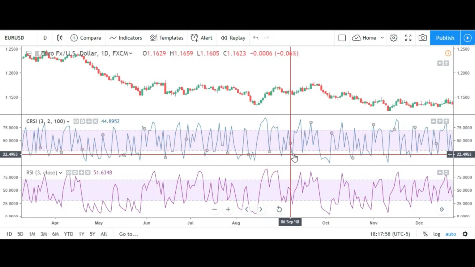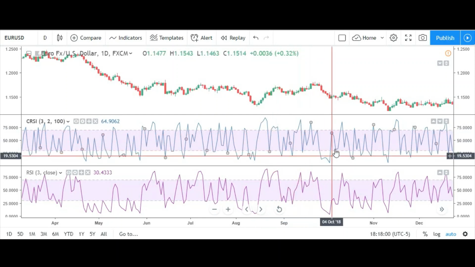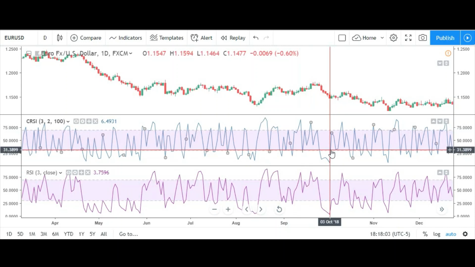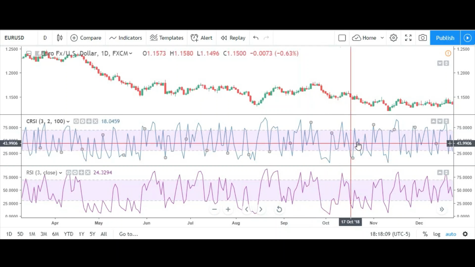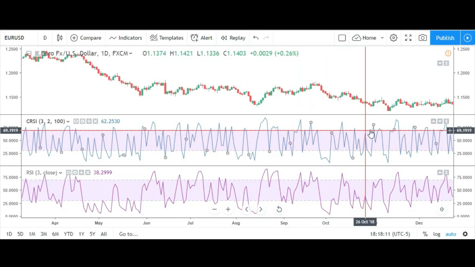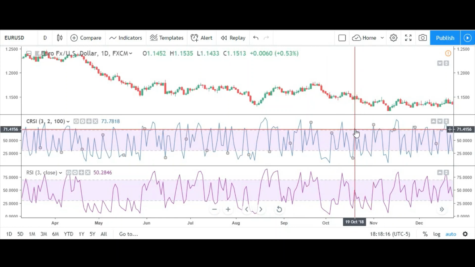You also trade the crossovers, because crossovers mean that it's going back down to the downside, or coming up to the upside. So a lot of times you can trade these as well when it's crossing over, instead of just waiting until here.